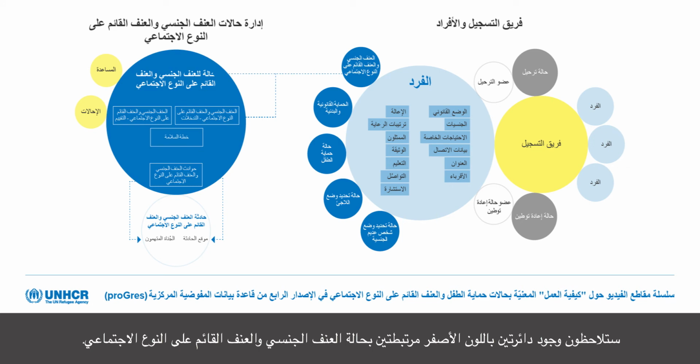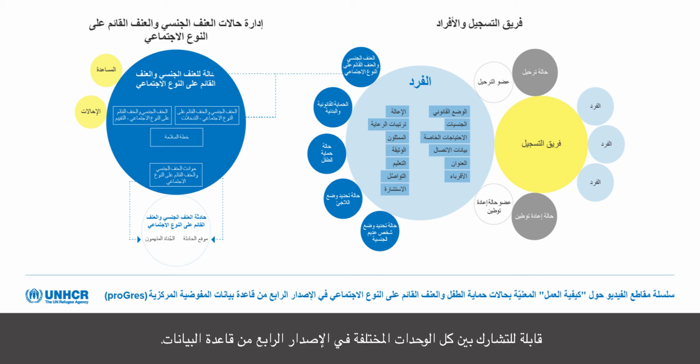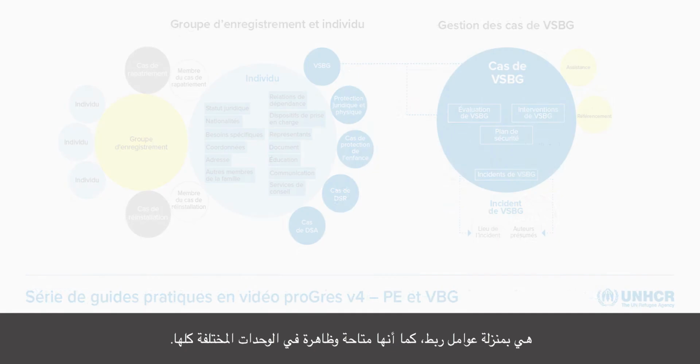You will notice that there are 2 yellow circles attached to the SGBV case. These are entities that are able to go across all the different modules of Progress V4. Thus, they do not sit within the SGBV module. They are the connectors and available and visible across all the different modules.